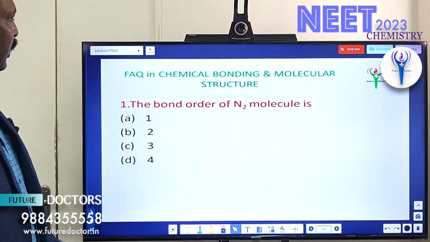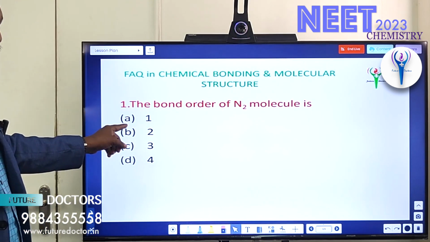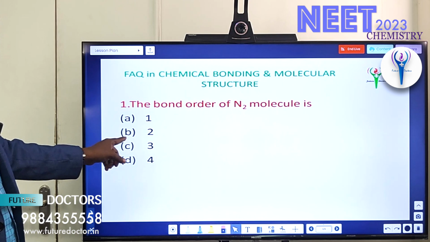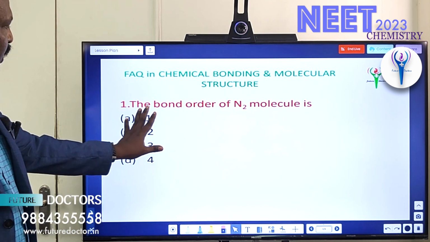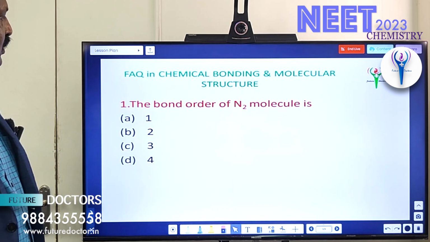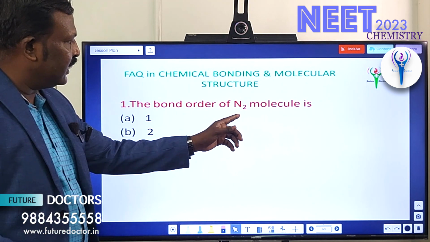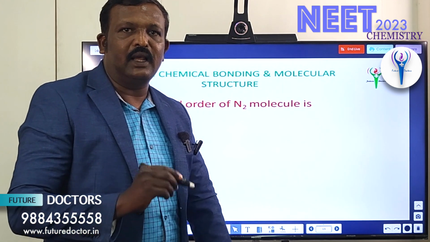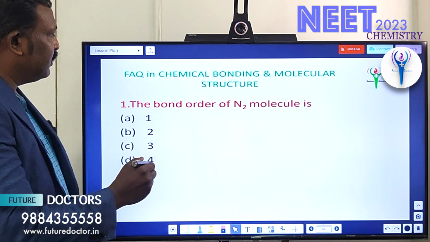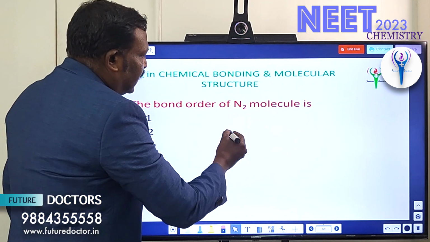The bond order of N2 molecule is option A 1, B 2, C 3, D 4. We have to find out the bond order. Understood? Before finding the bond order, you must know the molecular orbital diagram. So here, molecular orbital diagram means, I will write it here.